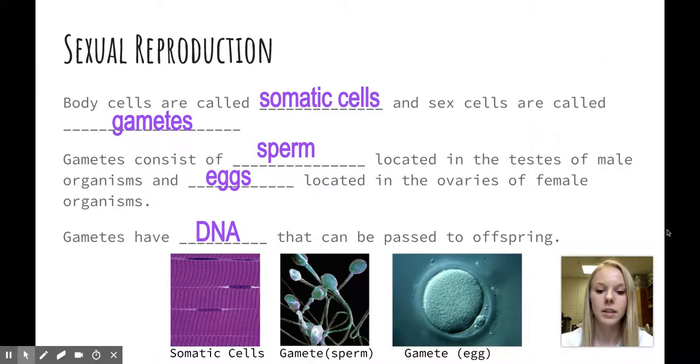Body cells are considered somatic cells, and sex cells are called gametes. The sperm are located in the testes of a male, and eggs are found in the ovaries of females. Gametes have DNA that can be passed to offspring. Your second keyword is meiosis.